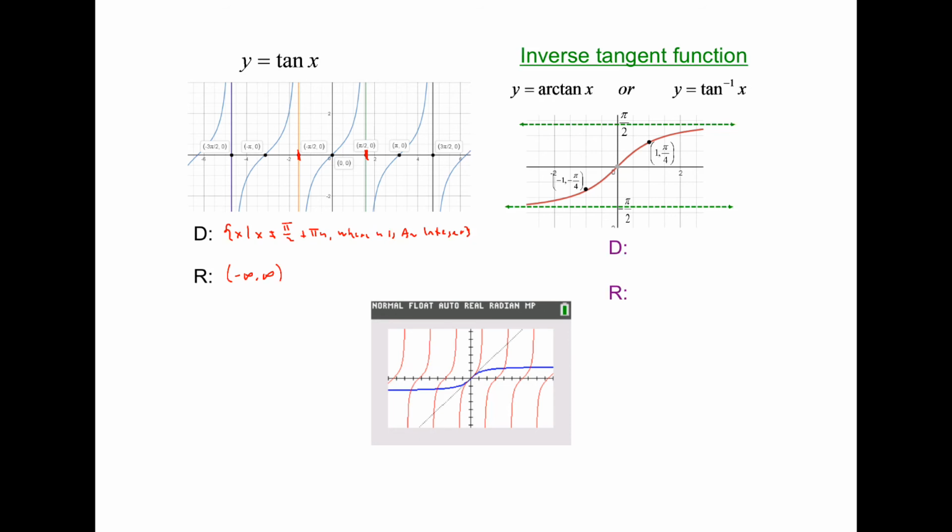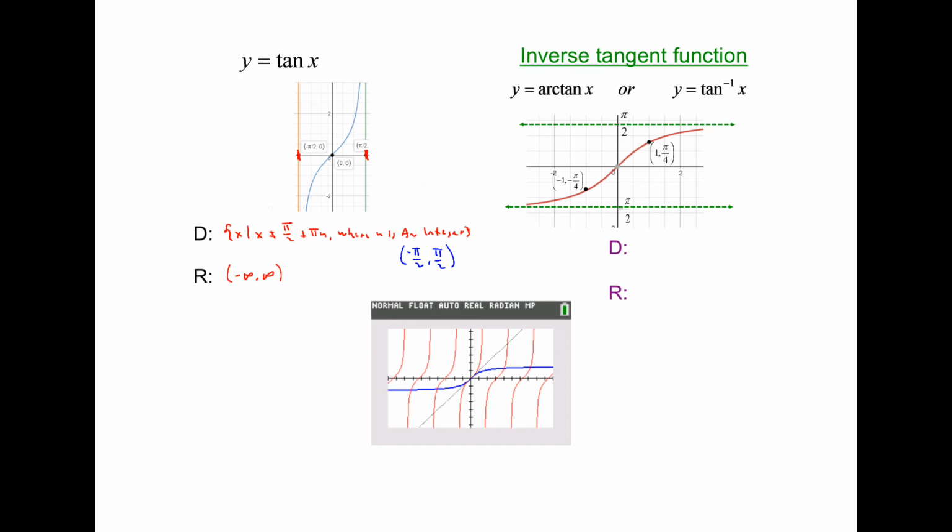So we're going to do the same thing we did earlier. We're going to basically erase all the other stuff that we do not need. So we'll start here and take all this other stuff out, and then on the other side we'll do the same thing. And so now we're going to restrict the domain to include all values between negative pi over 2 and pi over 2, but not including negative pi over 2 and pi over 2. We're not going to include those because those are your vertical asymptotes.